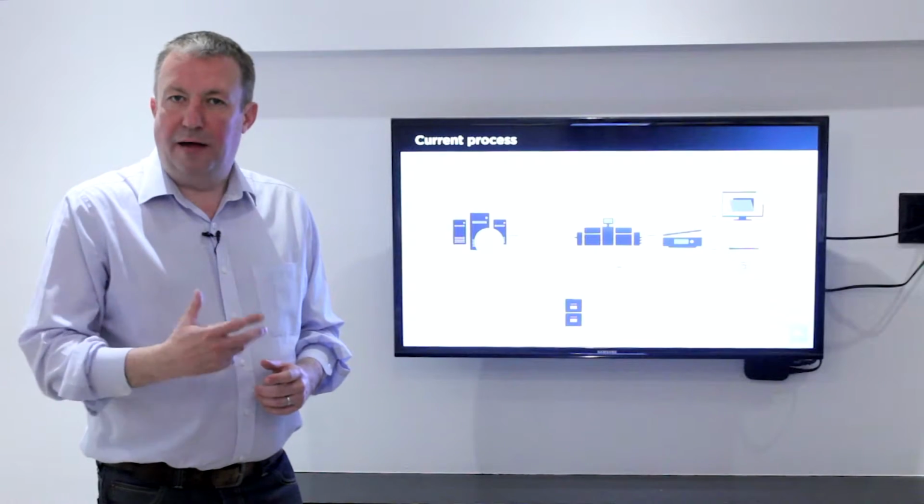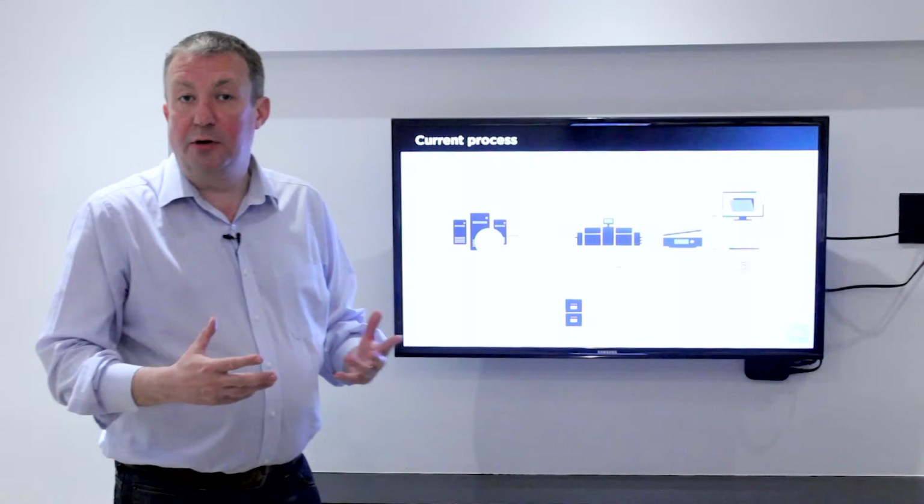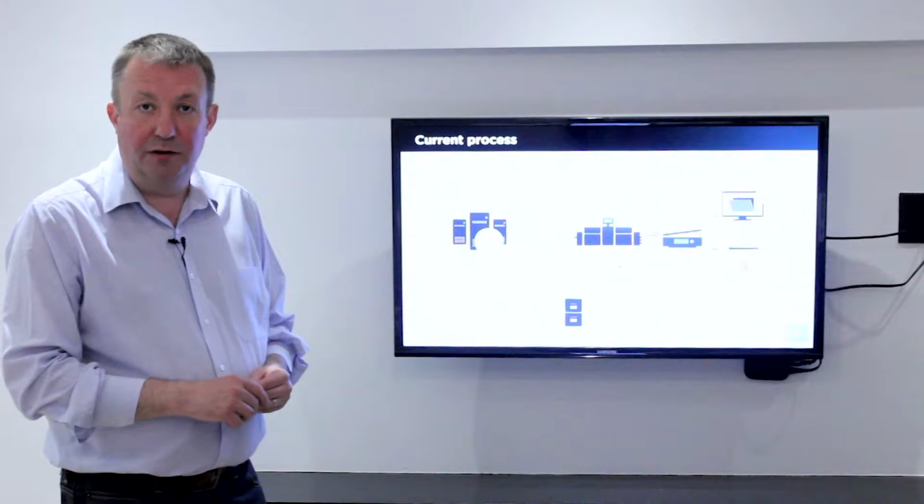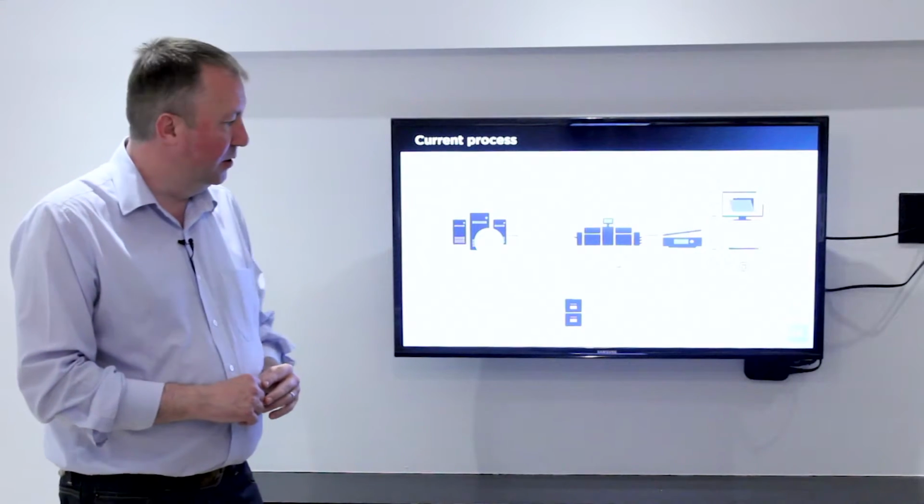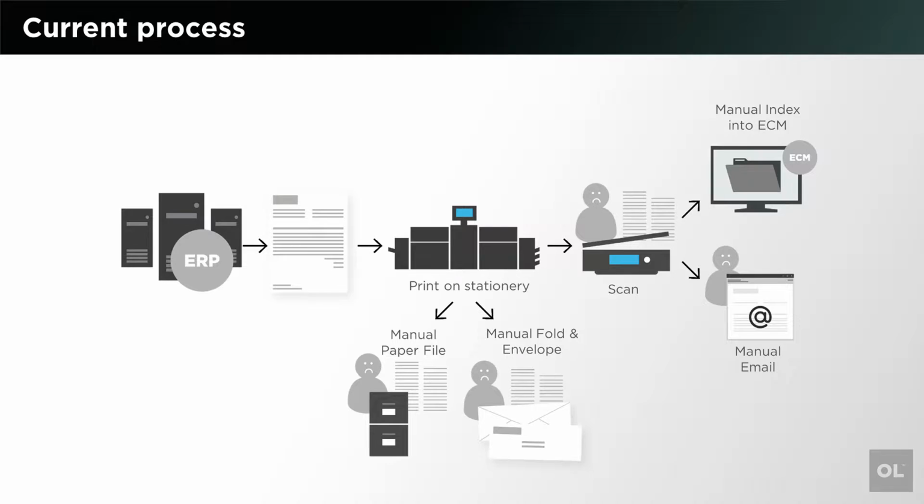So, let's think about that current process again. If you look on my screen here and look at the graphical representation, your ERP system is printing something out. You may be going to a printer. Maybe you're using pre-printed stationery as part of this process, which has an expense to it. But then, once again, as we've talked about, to get that out, you're scanning it to then manually email each individual one. It's a very manual process.